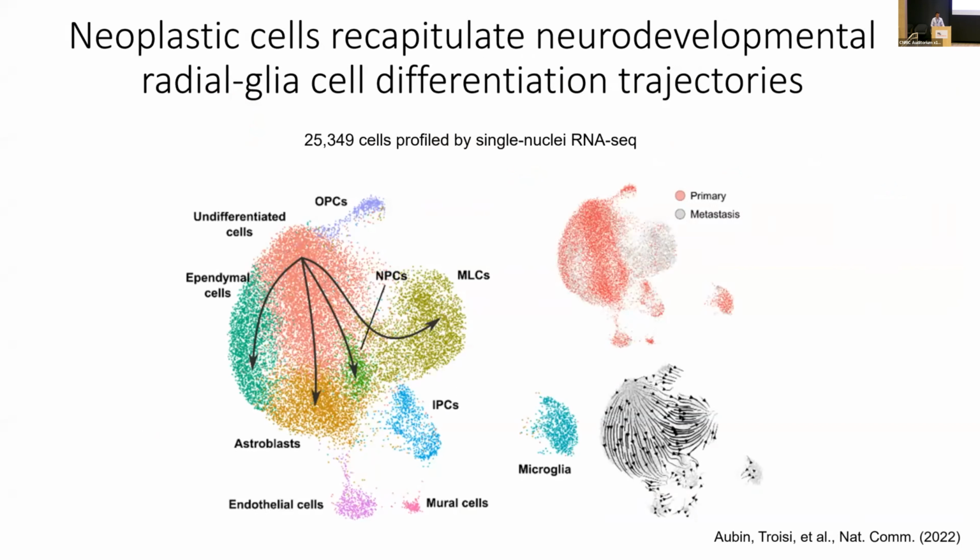One of the first things that came out from the single nuclei RNA sequencing data was that the neoplastic cells in these tumors, as has also been noted simultaneously by other groups, recapitulate neurodevelopmental radial glia cell differentiation trajectories. There is a lot of heterogeneity within the tumor cells. Some of the tumor cells express programs that resemble those of more differentiated cells like ependymal cells, astroblasts, neuronal progenitor cells, and a population of mesenchymal-like cells that in our case was mostly enriched in the distal metastases.